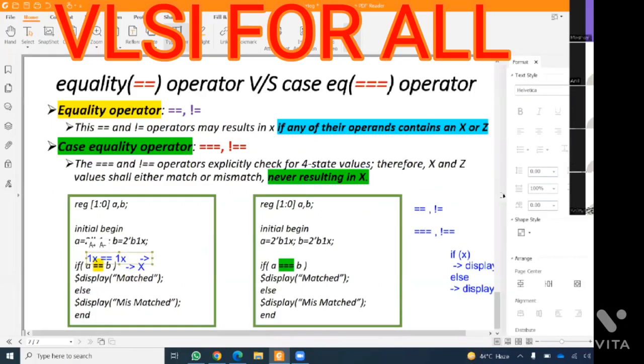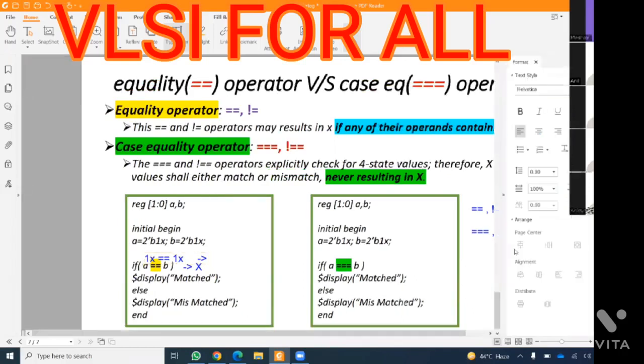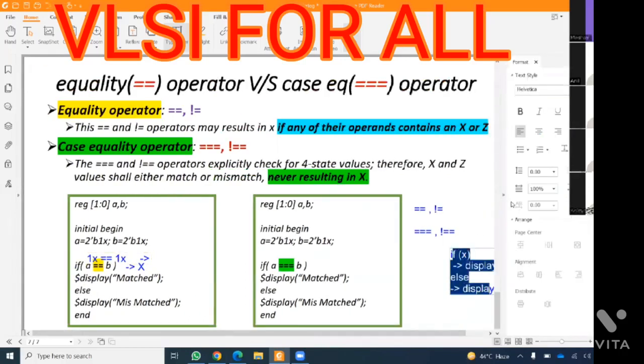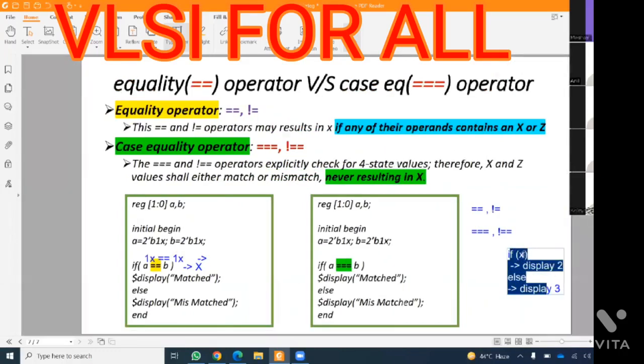This is also a tricky question, because it's an X. We generally say that, okay, X is unknown. It might print display 2, it might print display 3, or it will not print anything, but it will actually print 3. In this case, we are going to get a mismatch. That is why Verilog announced and gave us the case equality operator, which has the capability to compare X and Z as well.